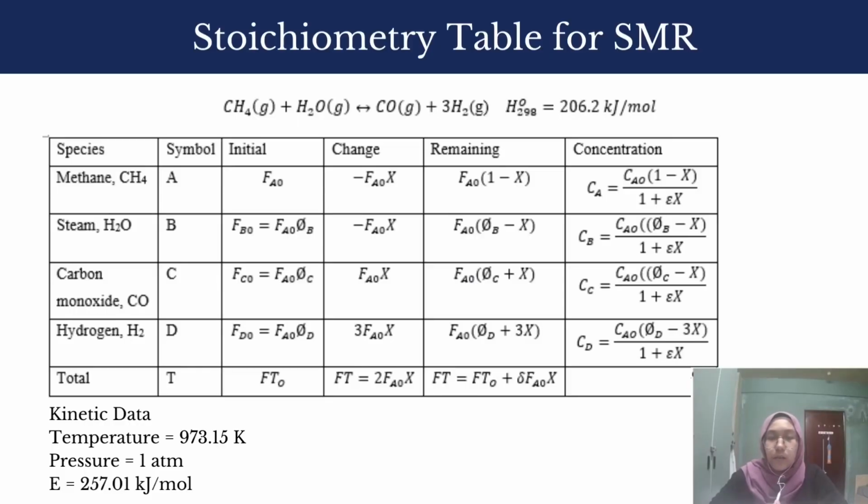A stoichiometry table for 1 mole of methane and 1 mole of water producing 1 mole of carbon monoxide and 3 moles of hydrogen gas is developed as shown. All the kinetic data are obtained from references, and the values used are a pressure of 1 atm, an activation energy of 257.001 kJ per mole, and a temperature of 973.15 Kelvin.